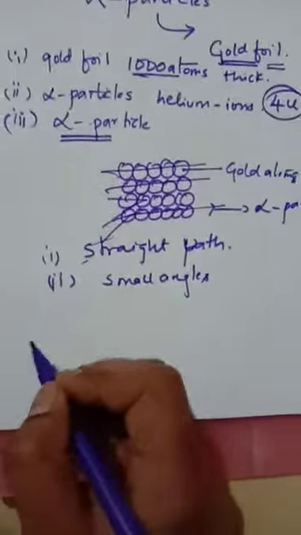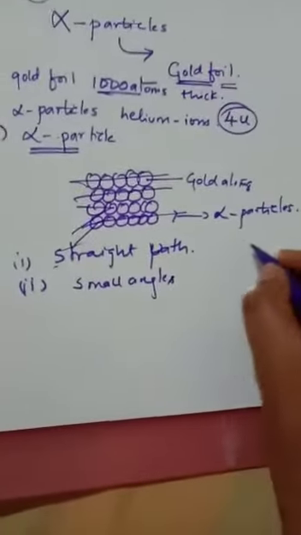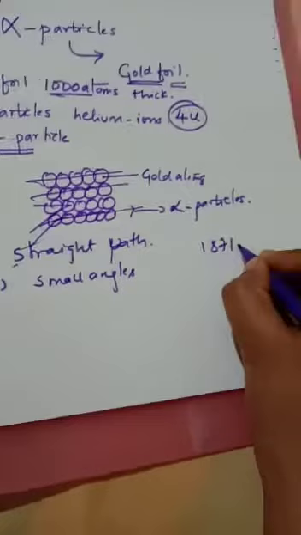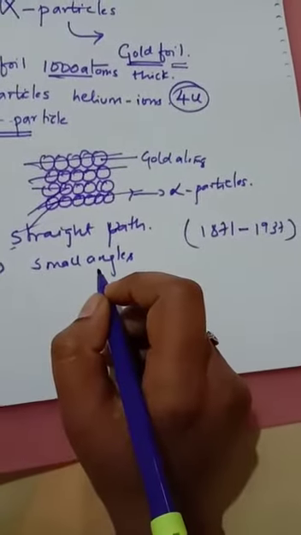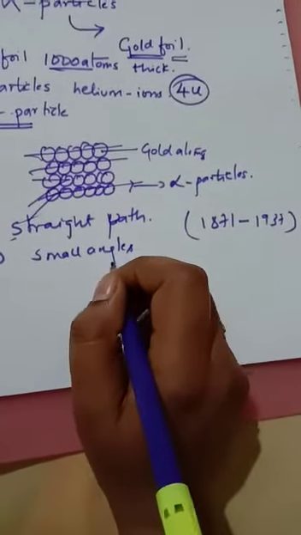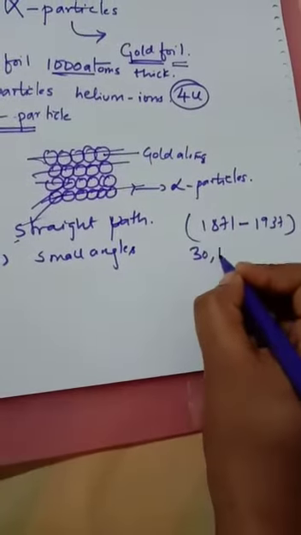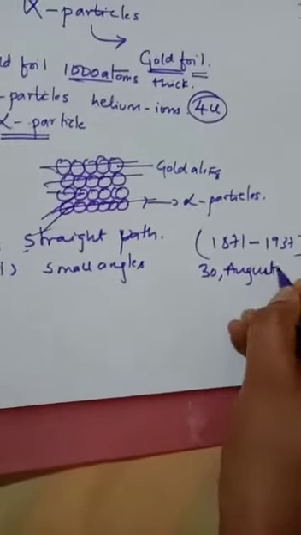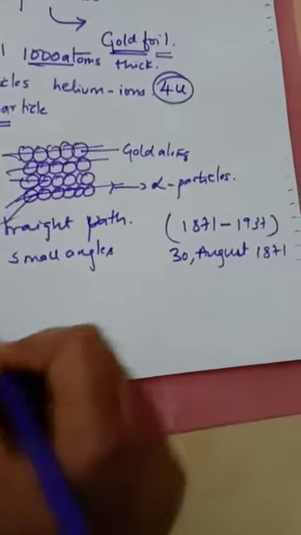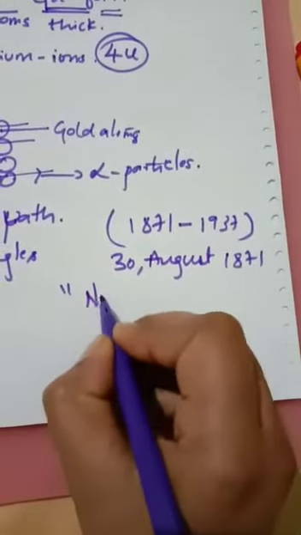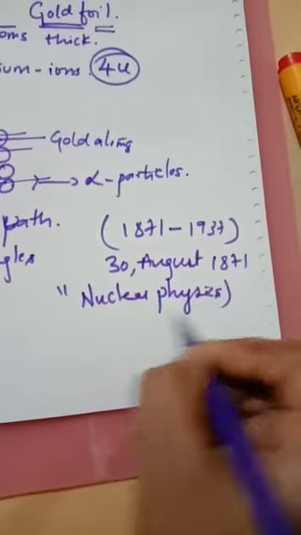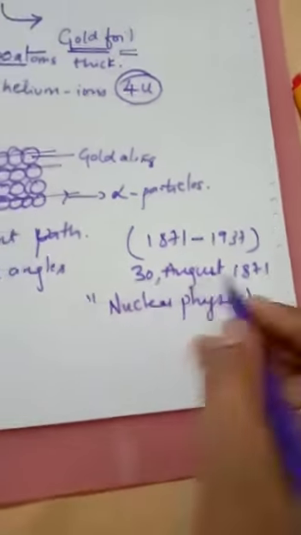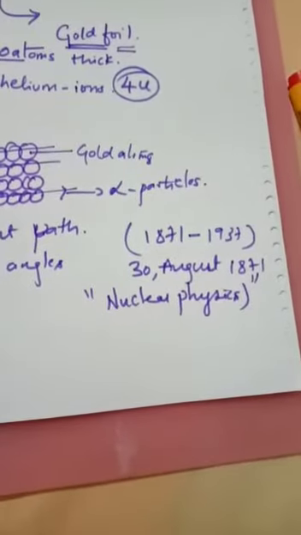It's just like that. Okay, so about Rutherford, if we study, he was born in the year 1871 and died in the year 1937. He was born at Spring Grove on 30th August in the year 1871. He was known as the father of nuclear physics. So you may get a question, who is the father of nuclear physics? It is none other than Ernest Rutherford. Okay, so he was the father of nuclear physics.